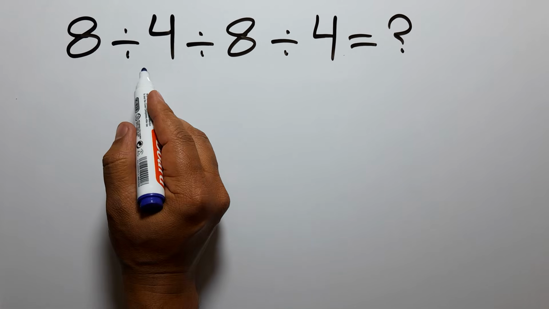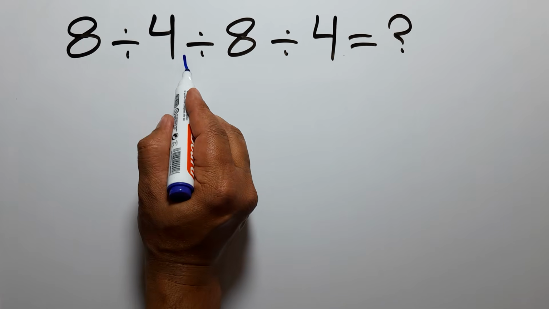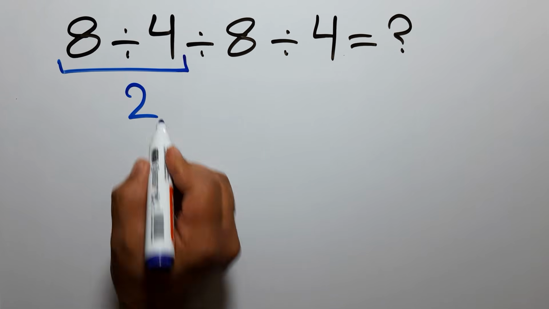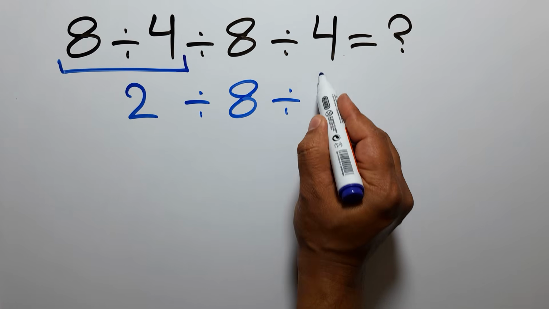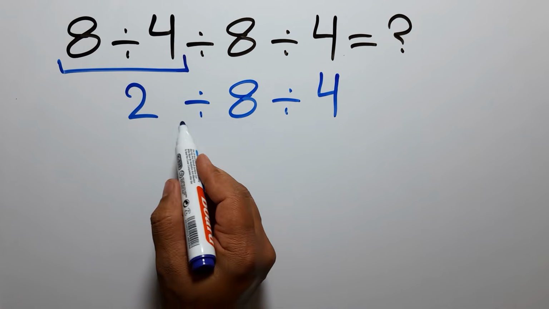So first we have to do this division. 8 divided by 4, which equals 2. So we have 2 divided by 8, and here we have divided by 4. Now we have to do this division.